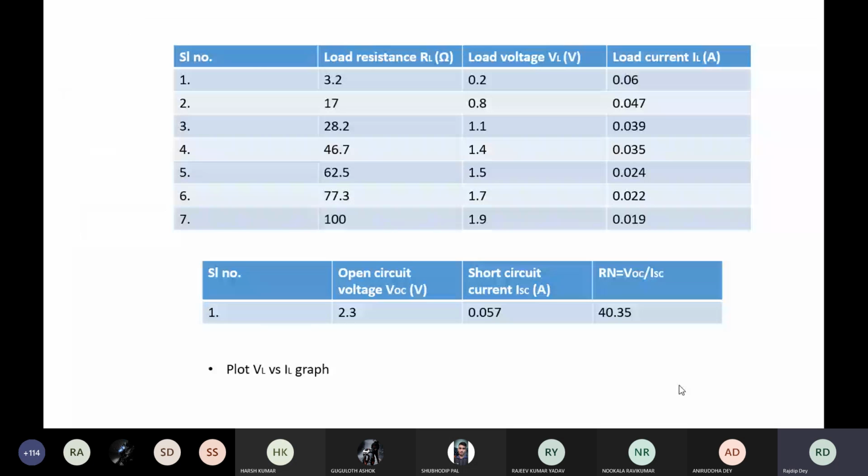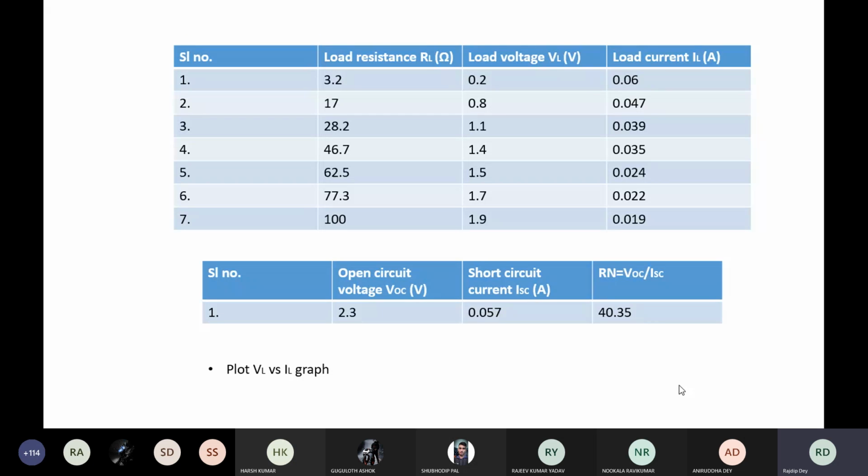So these are some tables, so we'll see how we are getting them. What is inside the table? There are load resistance value, load voltage and load current. When we are doing the experiment, you will see that I am measuring only load voltage and load current. So how to calculate load resistance? Just divide the load voltage by the load current. You will get the load resistance, right?